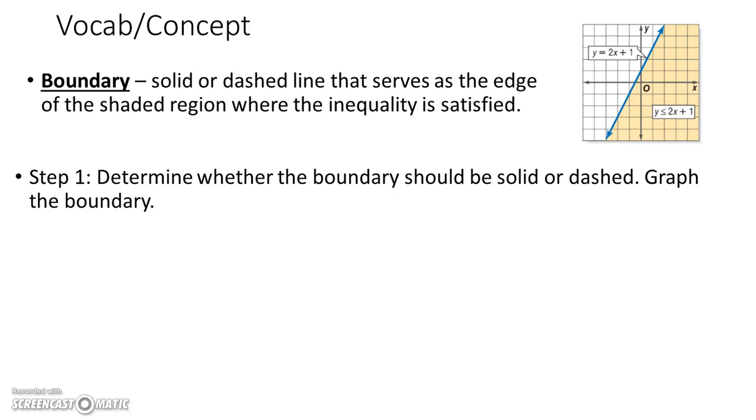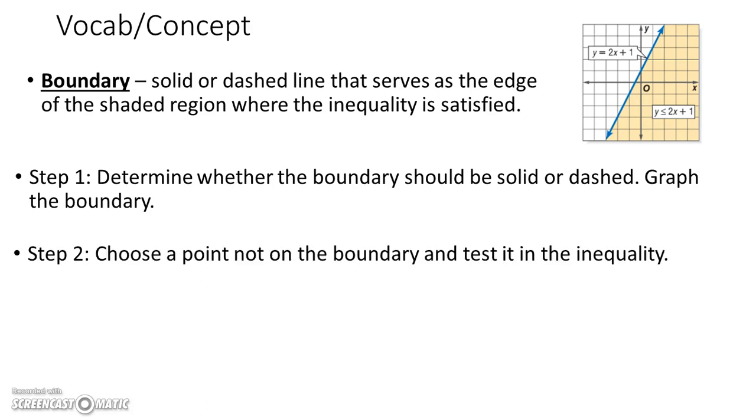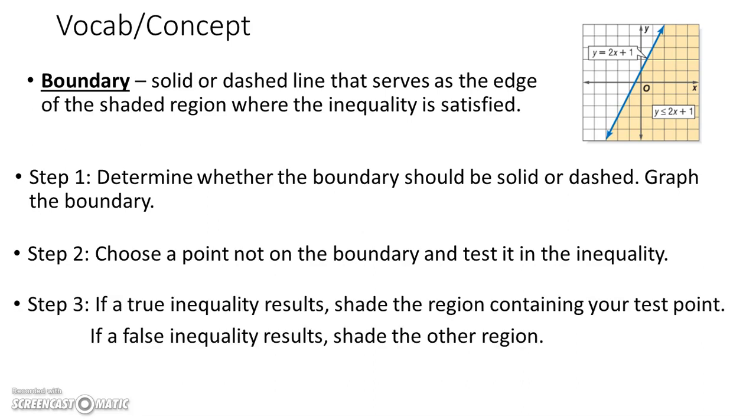So step 1, we determine whether the boundary should be solid or dashed. Graph the boundary. Step 2, we choose a point not on the boundary and test it in the inequality. Step 3, if a true inequality results, we shade the region that contains the test point. If it's false, then we shade the other region.